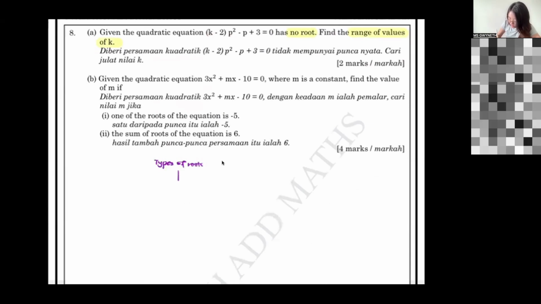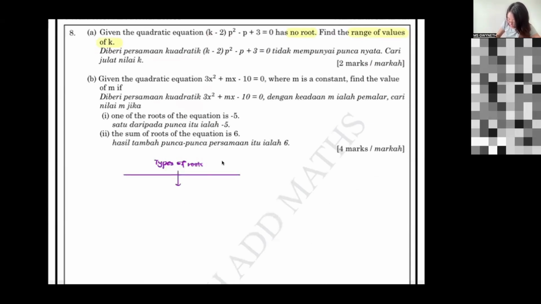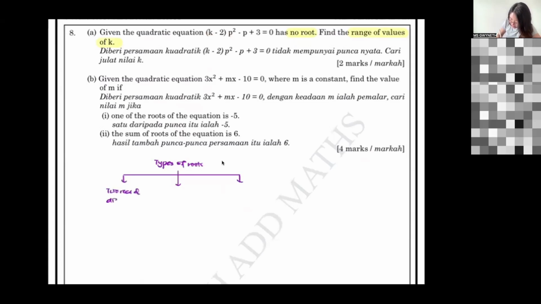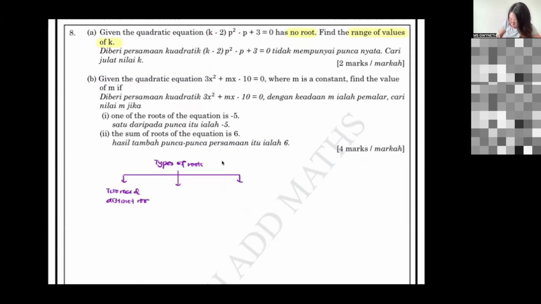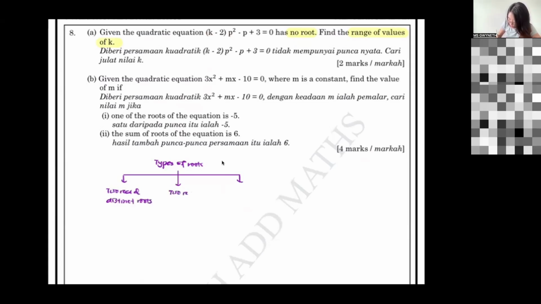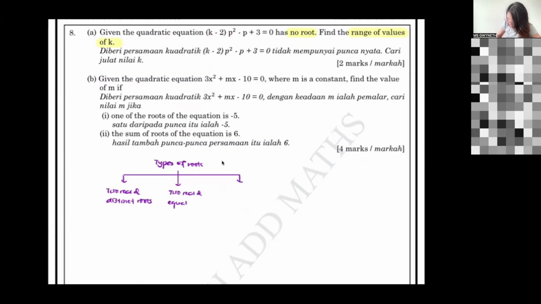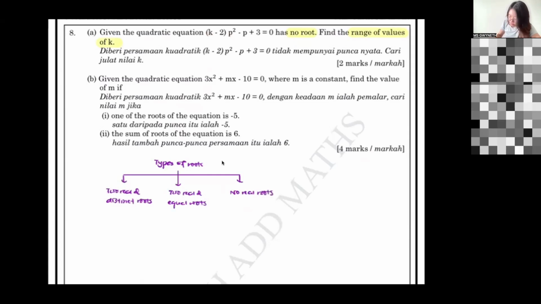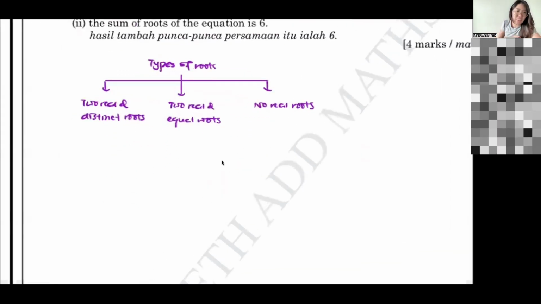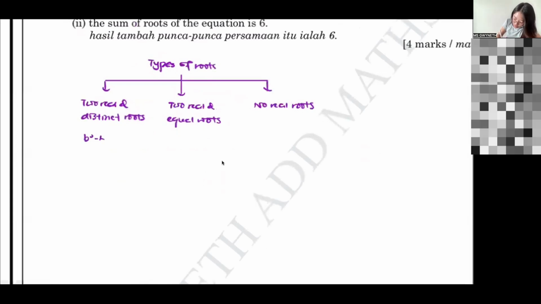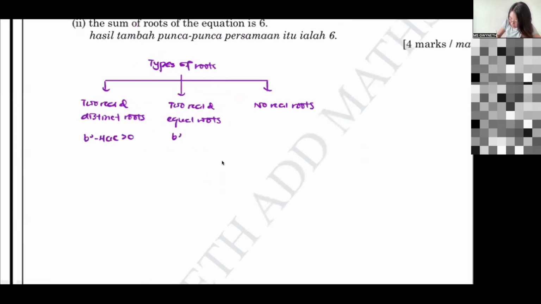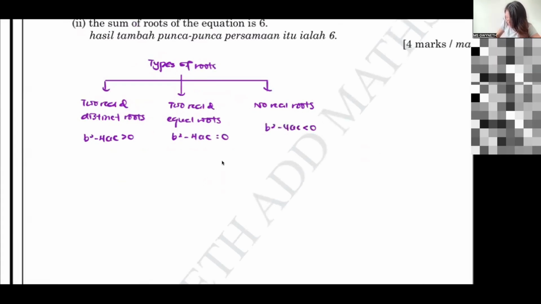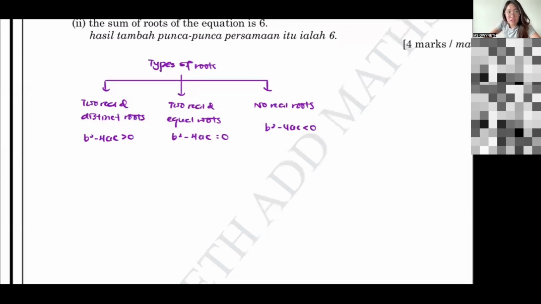Types of roots, we have 3 types. Number 1, 2 real and distinct roots, or they call it different roots, same thing. Number 2, 2 real and equal roots. Number 3, no real roots. Whenever you see all these keywords over here, you must think of b squared minus 4ac greater than 0, b squared minus 4ac equal to 0, b squared minus 4ac less than 0. This is how you determine the roots.